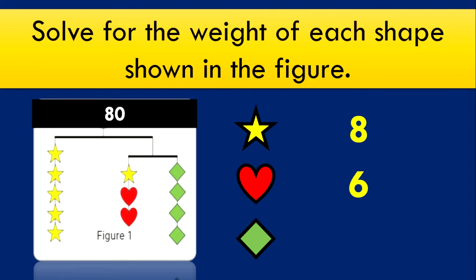And then on the right part, we have 4 diamonds. So 20 is the weight, and 20 divided by 4 is 5. So the weight of the star is 8, the heart is 6, and the diamond is 5.